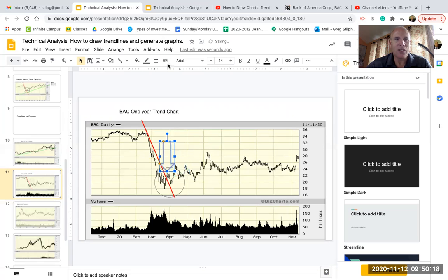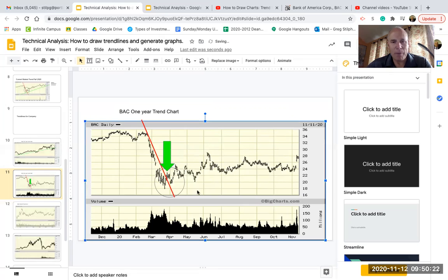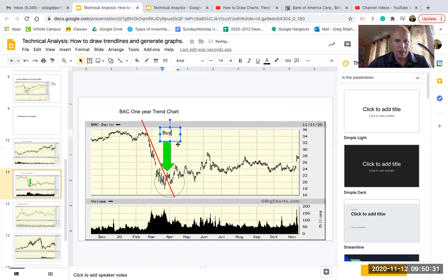Right there is an entry signal for me. I'll make that green, as a signal to buy, because I see that I'm in a new trend, and I'm going to make that a buy. So if I was using Bank of America, I should have been buying Bank of America in April.